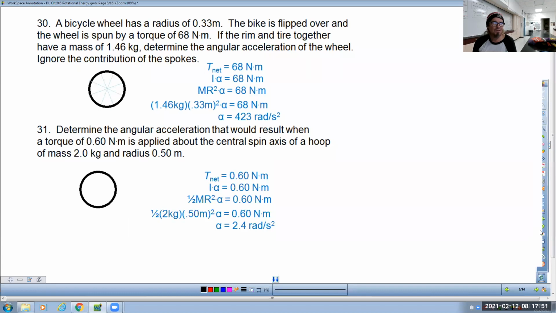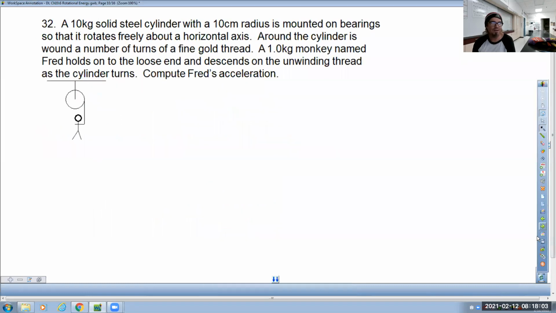Any questions on these before we get to the all important Fred the Monkey question? All right, here comes Fred the Monkey.